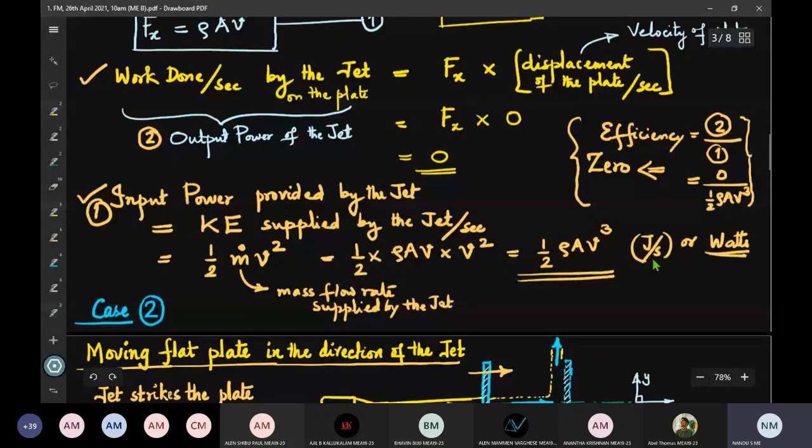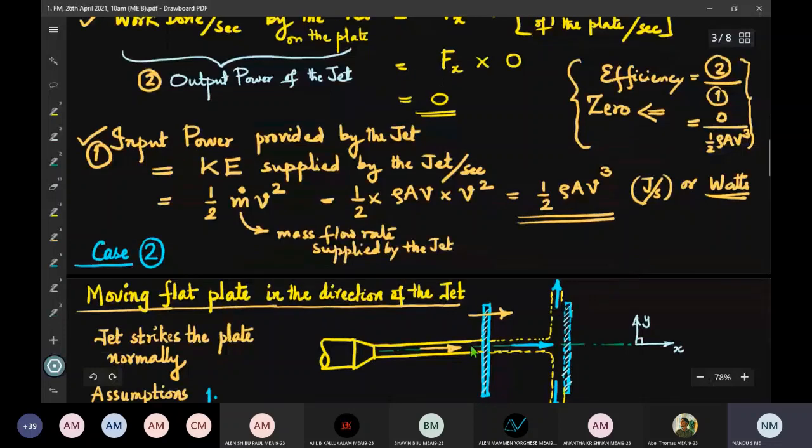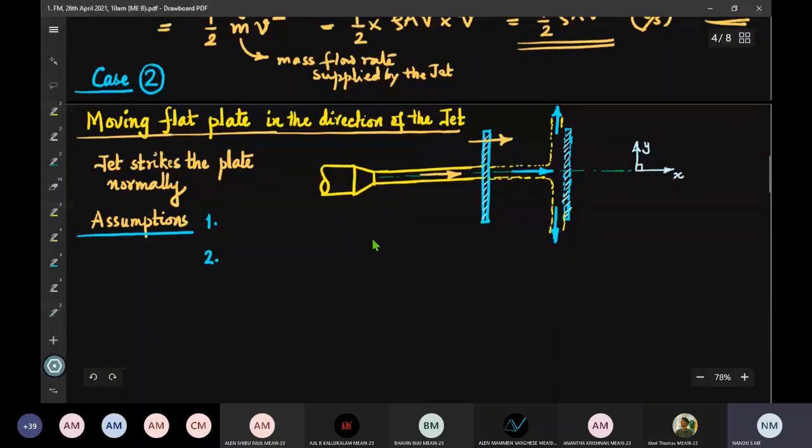But later on, in the case of the moving plate, that is the next one, we will be having this work done.